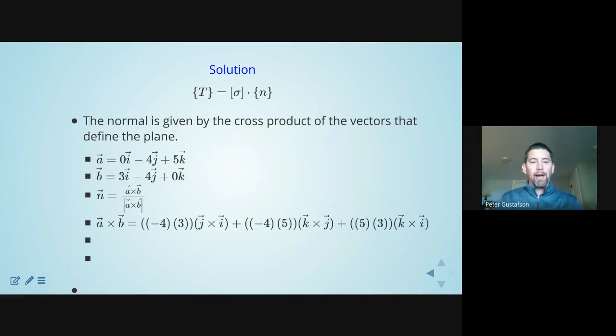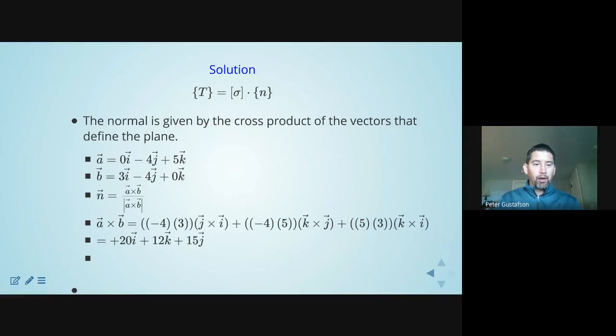A cross B is equal to minus 4 times 3 times J cross I plus minus 4 times 5 times K cross J plus 5 times 3 times K cross I. And you guys can probably do that in your sleep. You're probably using your right-hand rule to do so and trying to remember ultimately whether it's a plus sign or a negative sign when you do the K cross I or I cross K. I'm sure you can do it, no problem.